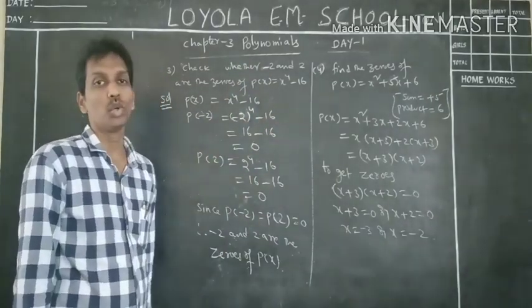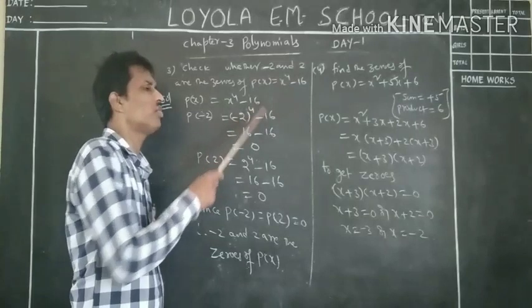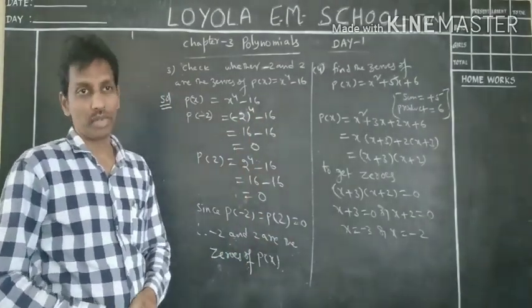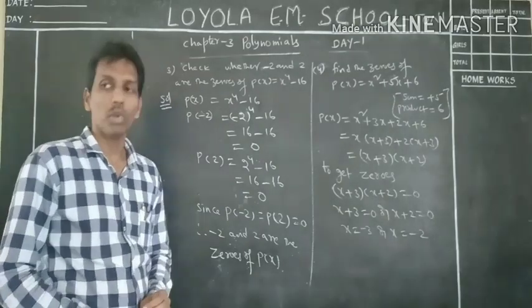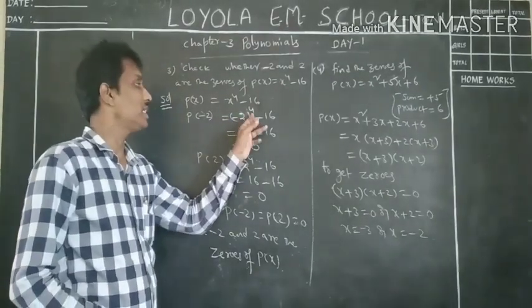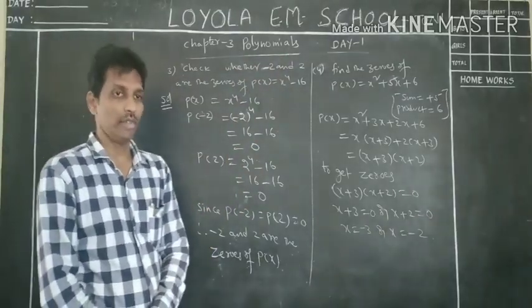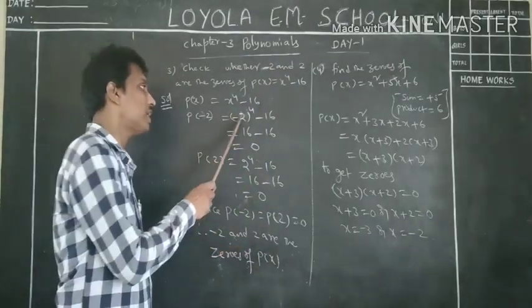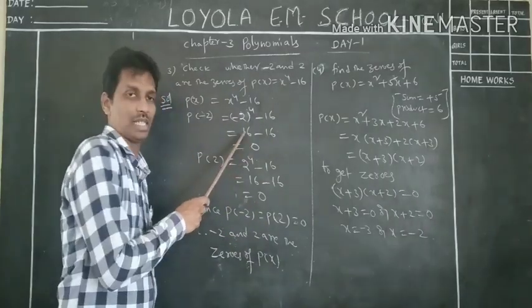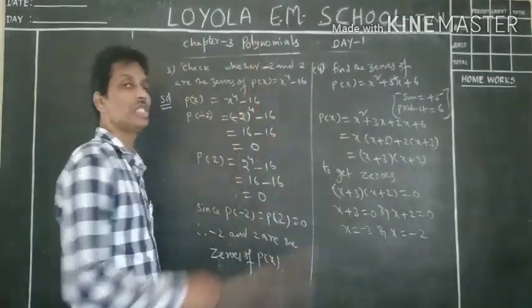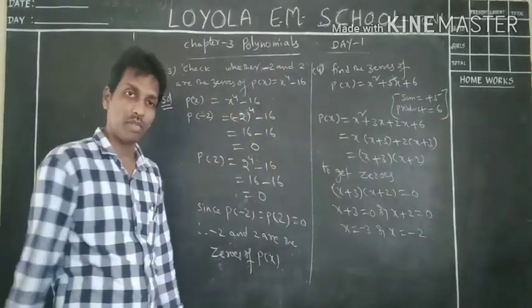The value of (-2)^4: 2 power 4 is 16, but a negative sign multiplied an even number of times gives a positive value. If the negative sign is multiplied an odd number of times, it becomes a negative value. We know this very well. So the value of (-2)^4 becomes 16. 16 minus 16 is equal to 0. That's why -2 is said to be a zero of the given polynomial.